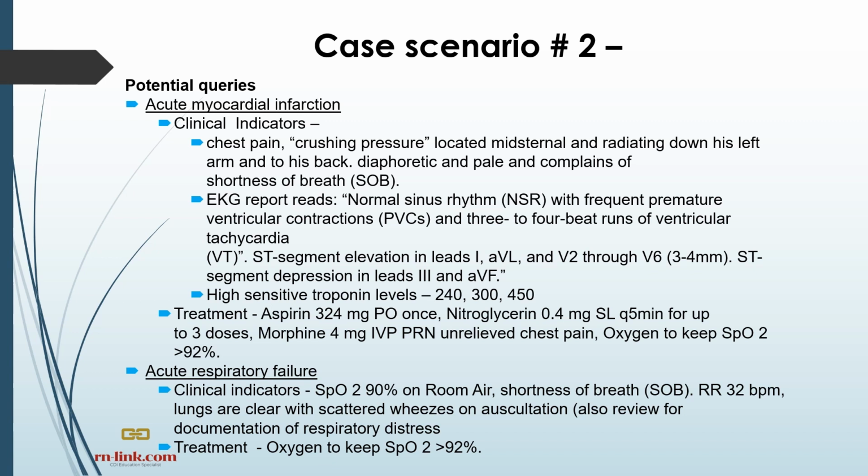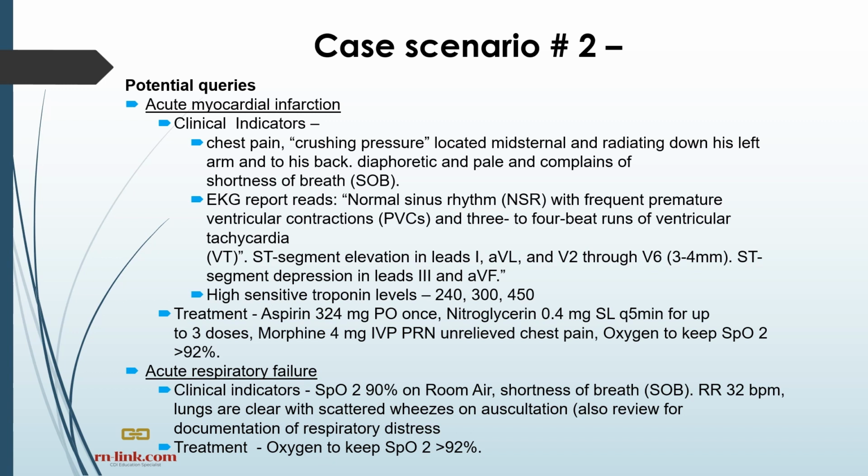Treatment, aspirin 324 mg p.o. once daily, nitroglycerin 0.4 mg sublingual q 5 minutes for up to 3 doses, morphine 4 mg IV push PRN, unrelieved chest pain, oxygen to keep SpO2 greater than 92%.